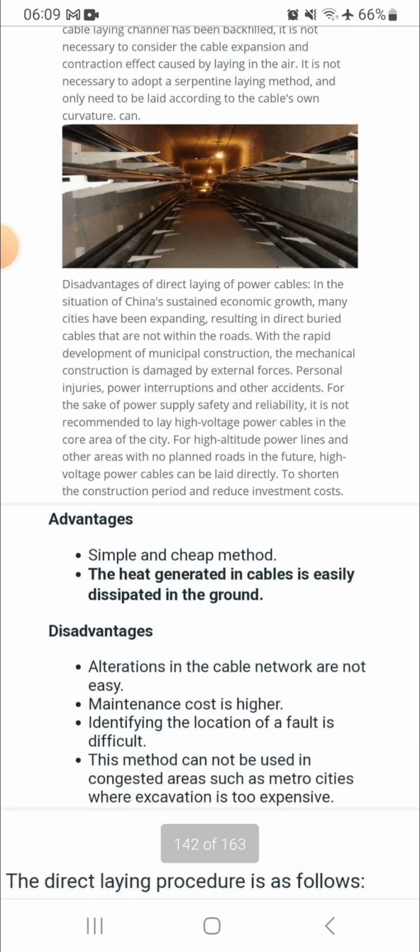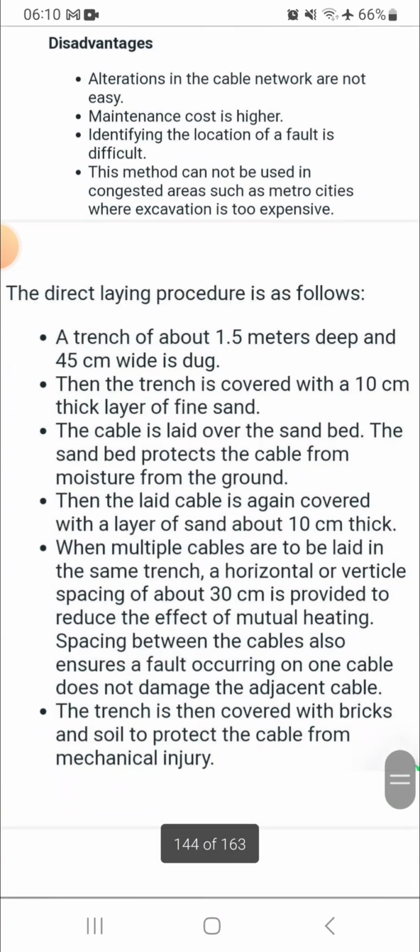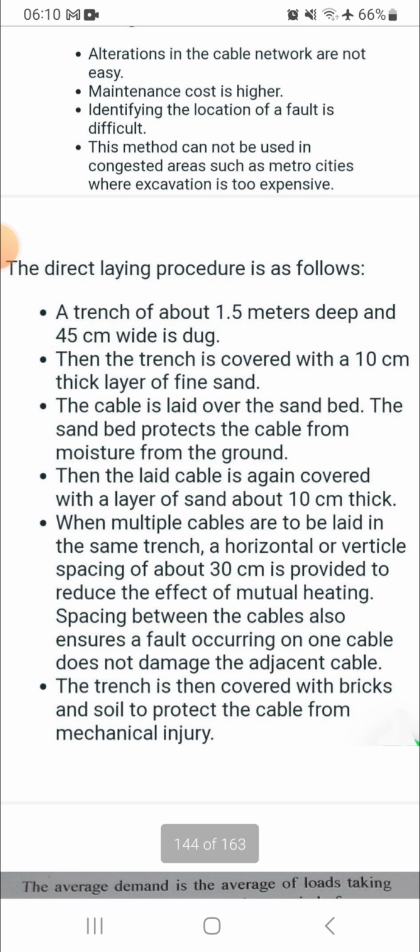Disadvantages of the direct laying method. Direct laying of power cables has the advantage of being a simple and cheap method. The heat generated in the cables is easily dissipated in the ground, and a disadvantage is that alterations in the cable network are not easy. Maintenance cost is higher, and identifying the location of a fault is difficult. This method cannot be used in congested areas such as metro cities where excavation is too expensive. The direct laying procedure is as follows. A trench 1.5 meter deep and 45 centimeter wide is dug, then the trench is covered with a 10 centimeter thick layer of fine sand, and the cable is laid over the sand bed.